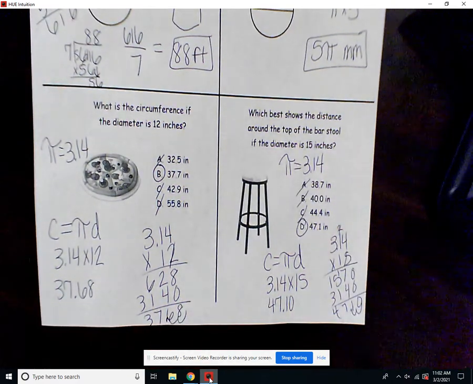All right, so for your homework, you're going to find the circumference of circles with diameters and radiuses. And it's not going to tell you if it's a diameter or radius, so you're going to have to look at it and determine which formula you have to use. Okay.